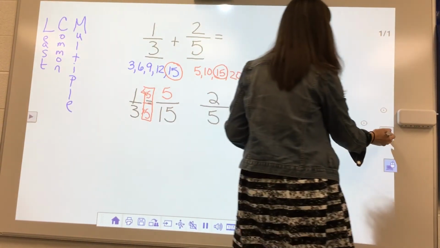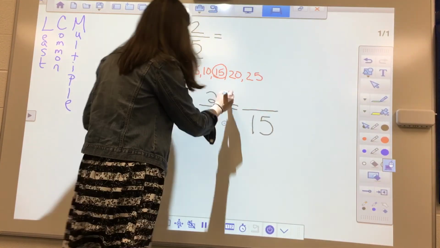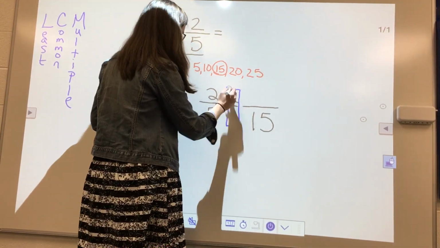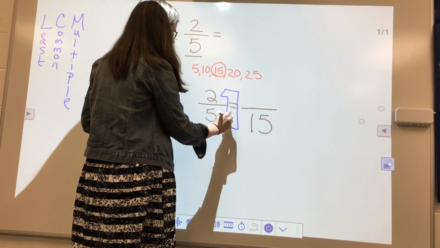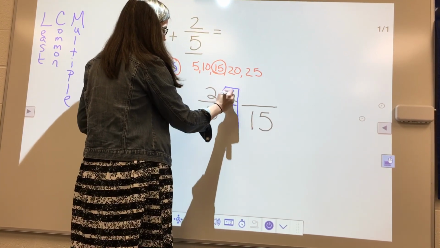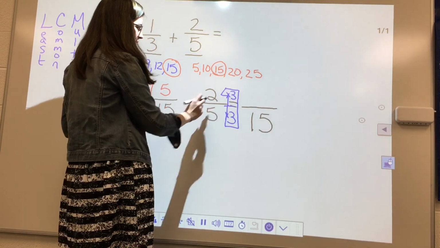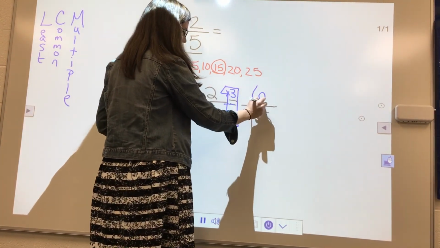Then I come over to my 2/5 and I'm going to do the same thing. I'm going to ask myself, how did I go from 5 to 15? Well, that's times 3. I have to do the same thing on the top. So 2 times 3 is 6.